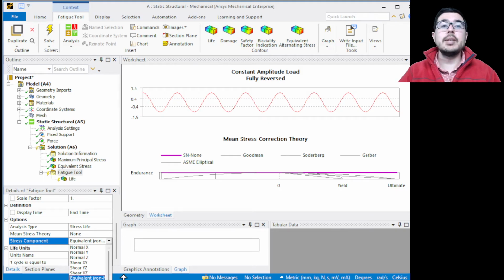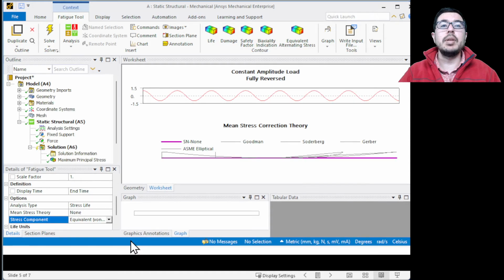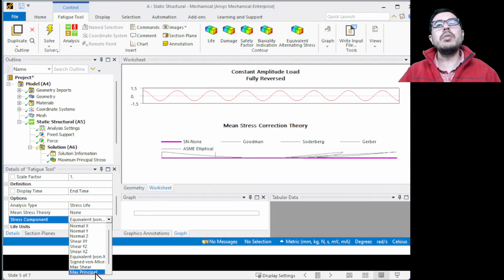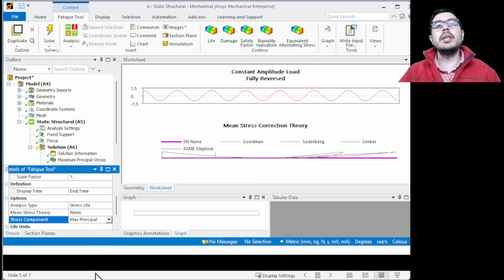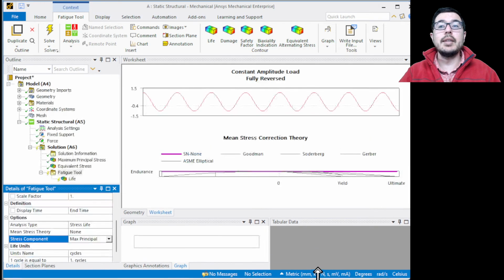Actually, you probably can't see that. Let me bring that up. If you go down, you can see that we can also use the maximum principal. So we see that maximum principal, at least from what we saw, is going to be telling us that we're going to be failing sooner, at like 10,000 cycles, as opposed to the 14,000 cycles we predicted by hand, as opposed to the 38,000 cycles that we have if we use von Mises. So let's see what happens.